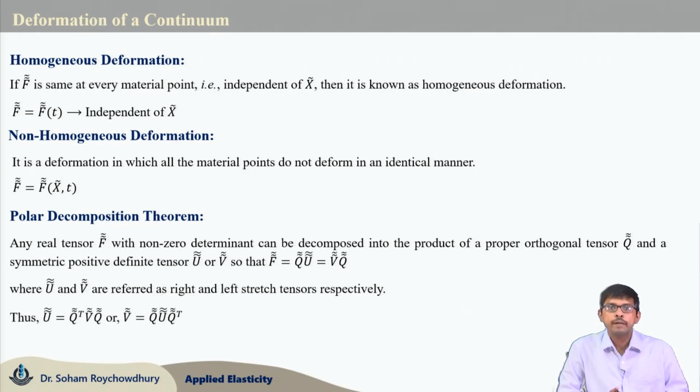And pre-multiplying this equation f equals Q U equals V Q with Q transpose on both sides, we can show that U is equal to Q transpose V Q, or we can also show that V is equal to Q times U times Q transpose.